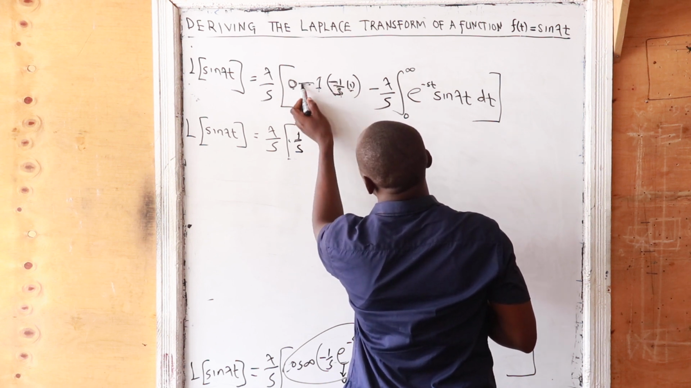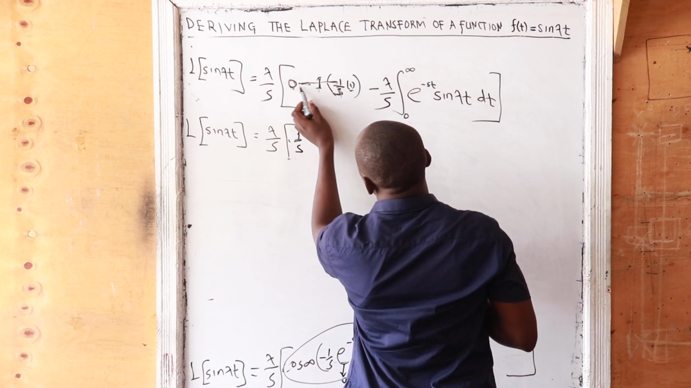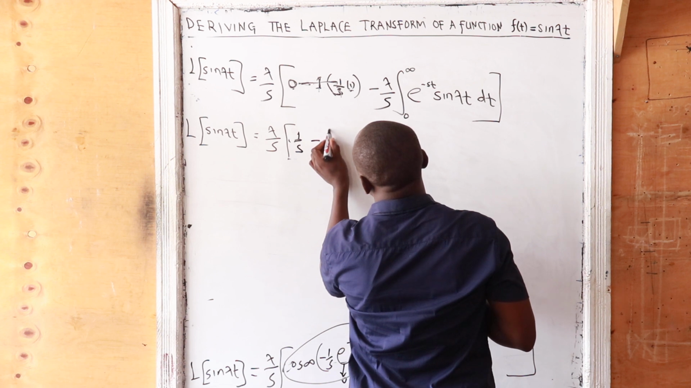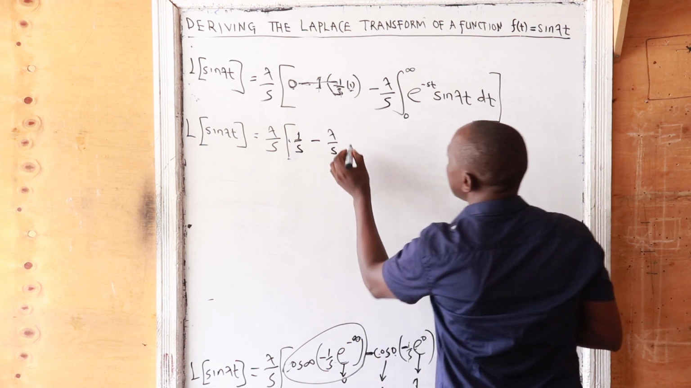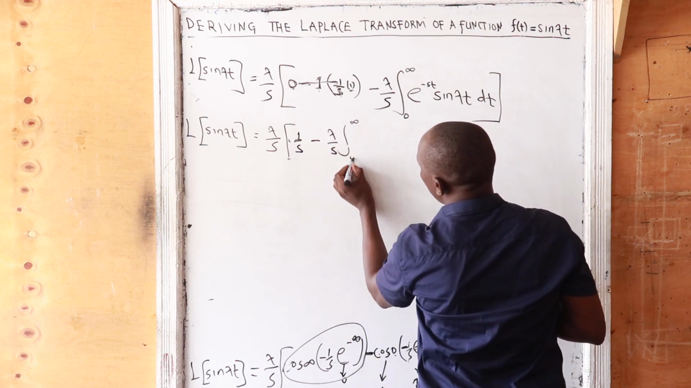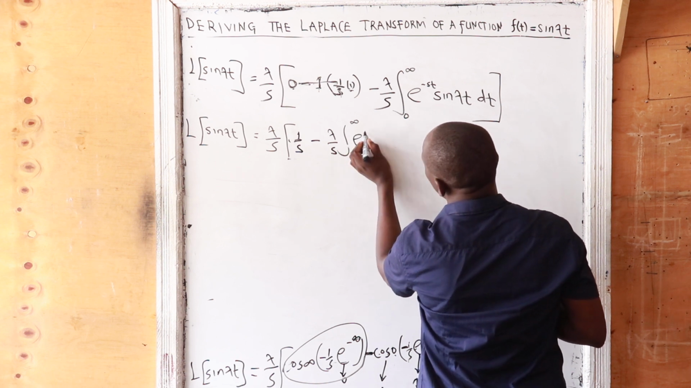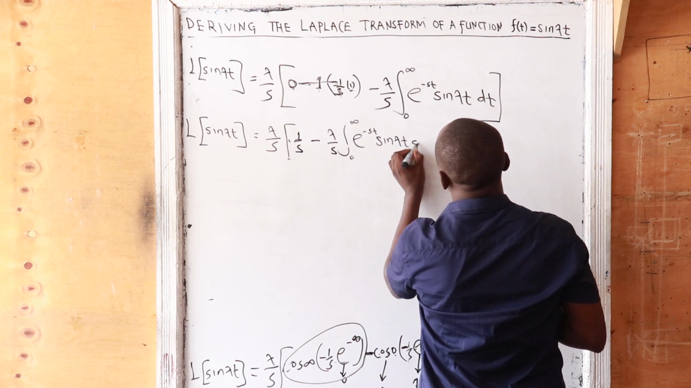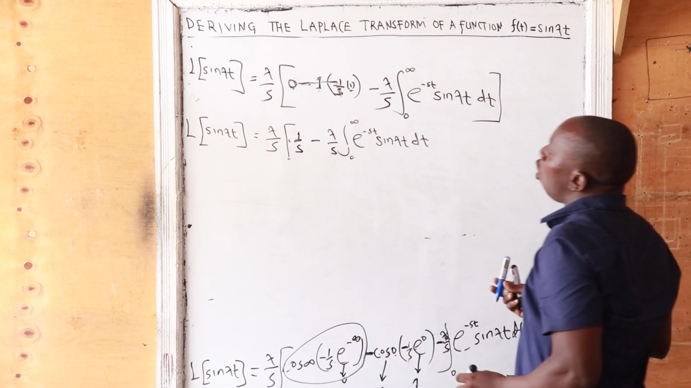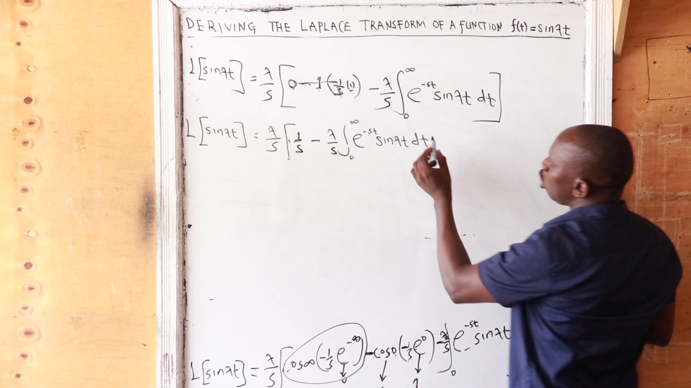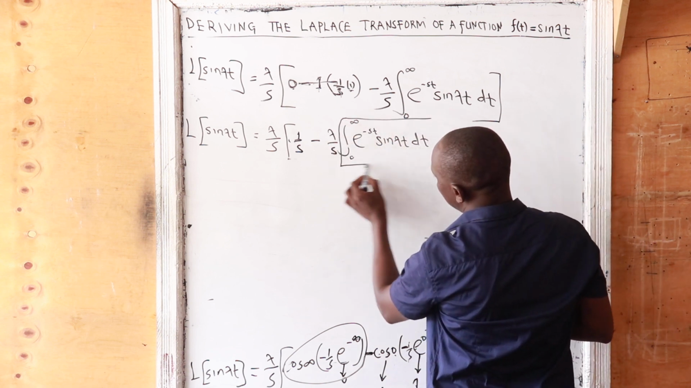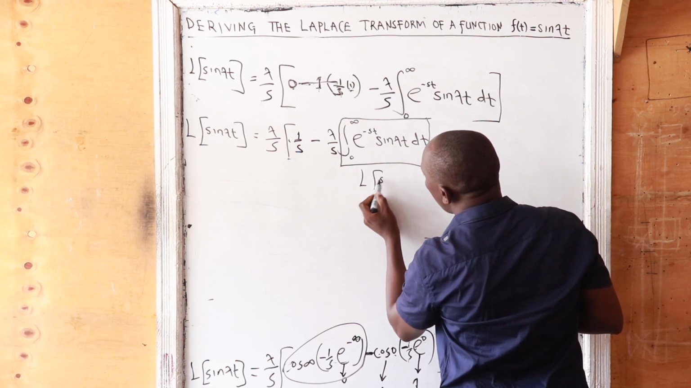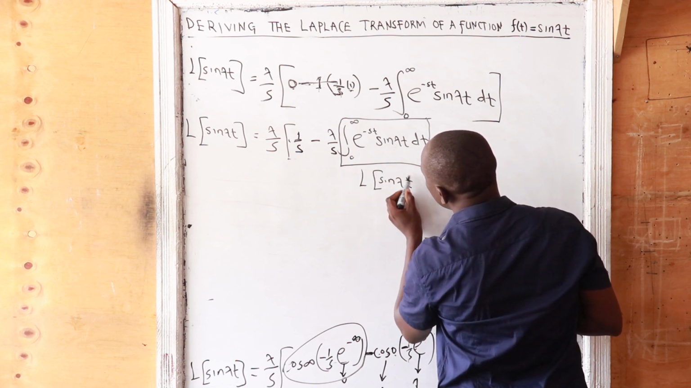This minus and a minus become a plus, then 0 plus 1 over s is just 1 over s, minus lambda over s, times the integral from infinity to 0 of exponential minus st sine lambda t with respect to t. What do you notice with this function here? This defines the Laplace transform of sine lambda t.